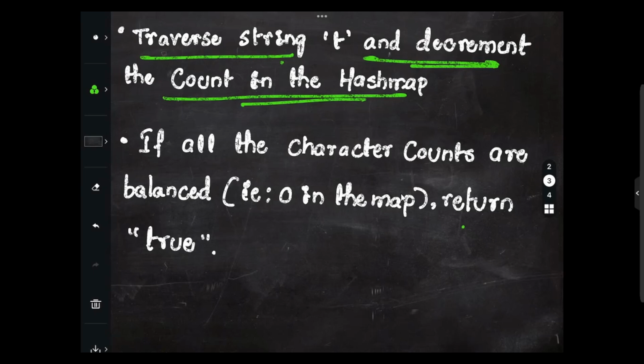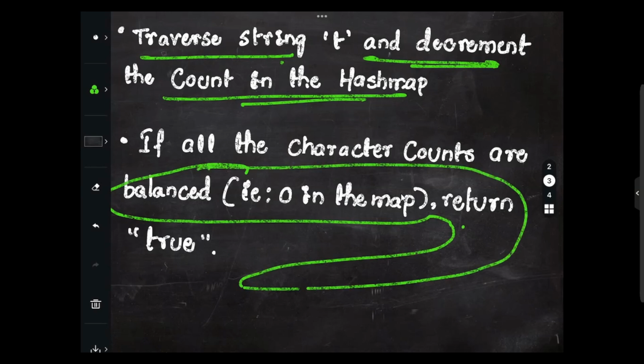So in simple words, each time we see a character in T, we are reducing its count, right? If the count goes below 0 or if the key is not found, then we will return false, right? If only all the character counts are balanced, that means 0, then only we have to return true. This one I'm speaking of. If all the character counts are balanced, then only it will be 0. In that case only we have to return true.